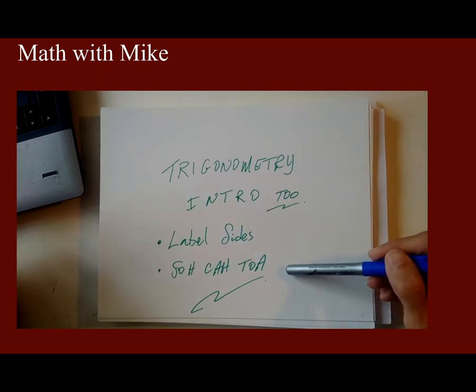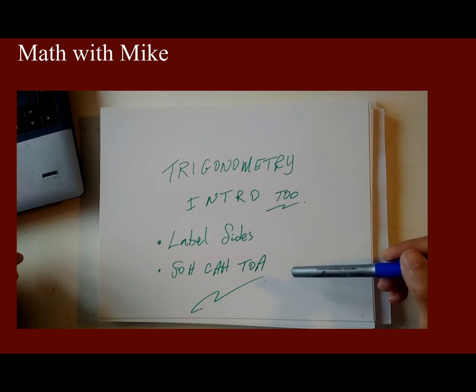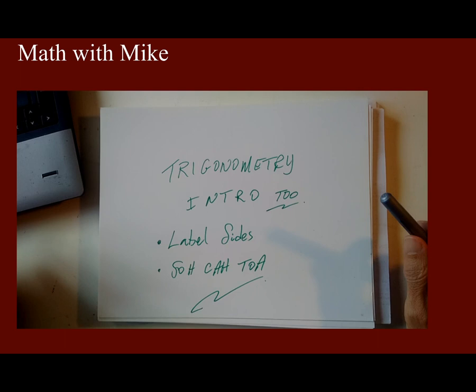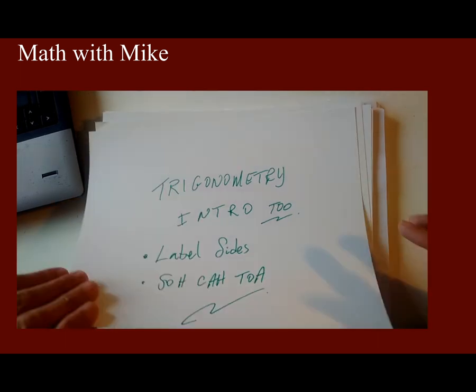And the second thing is we've got to take a look at this memory device, this thing called SOHCAHTOA. It helps remember what to do with all those sines, cosines, tangents, and remember cosecant, secant, and cotangent as well, should they come up. So let's take a look at the labeling first.